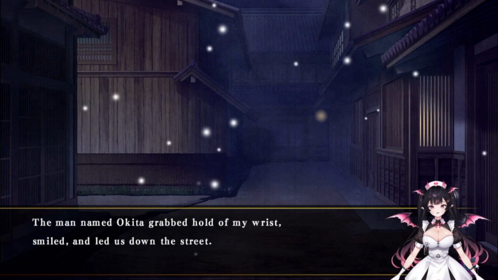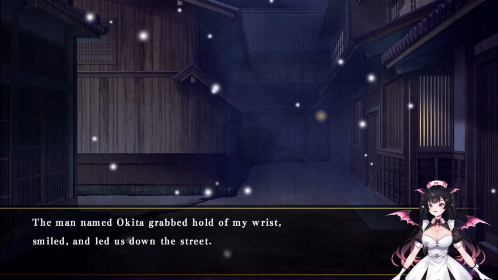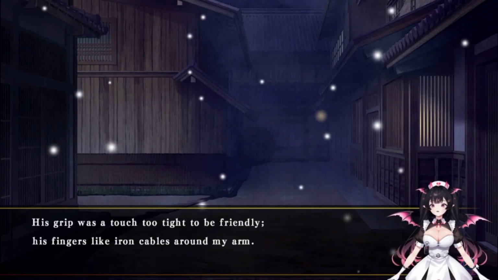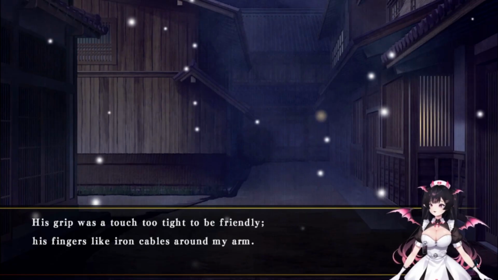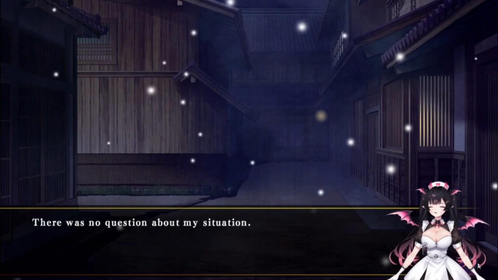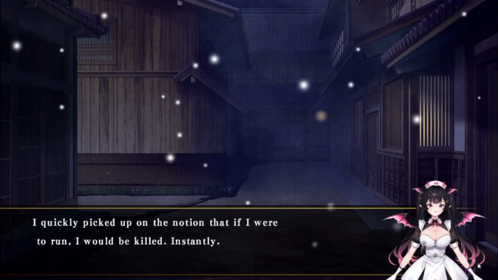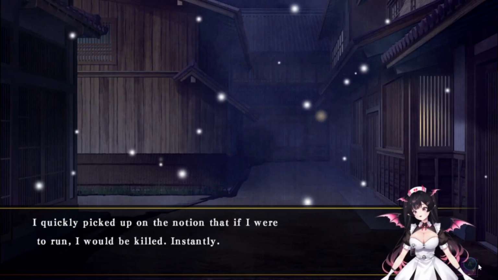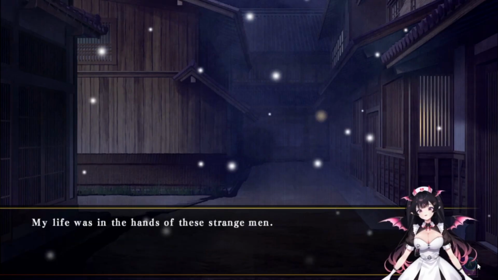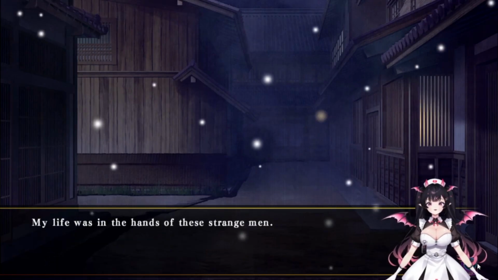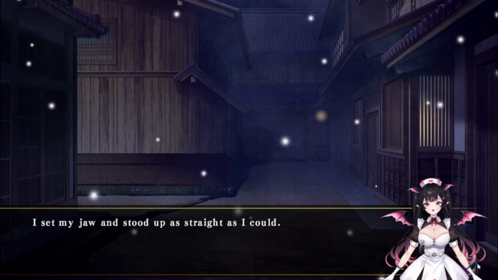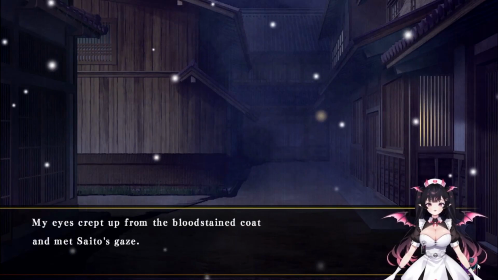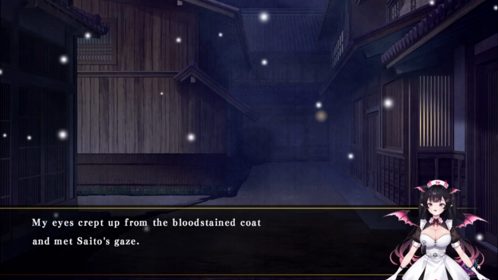The man named Okada grabbed a hold of my wrist, smiled, and led me down the street. His grip was a touch too tight to be friendly, his fingers like iron cables around my arm. There's no question about my situation. I quickly picked up on the notion that if I were to run, I would be killed. Instantly. My life was in the hands of these strange men. I set my jaw and stood up as straight as I could. My eyes crept from the frozen blood-stained coat and met Saito's gaze.